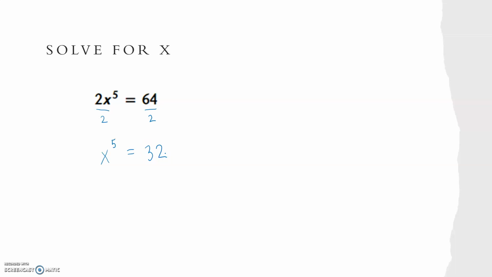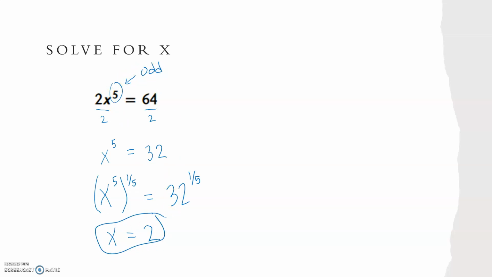And then the trick is, in order to get rid of that exponent of 5, I'm going to take both sides of my equation to the 1/5 power. So I have 32 to the 1/5 power. We've been doing that all day long. That would be the 5th root of 32, which is 2. Since this is an odd exponent, I don't have to worry. This is the only answer I have.